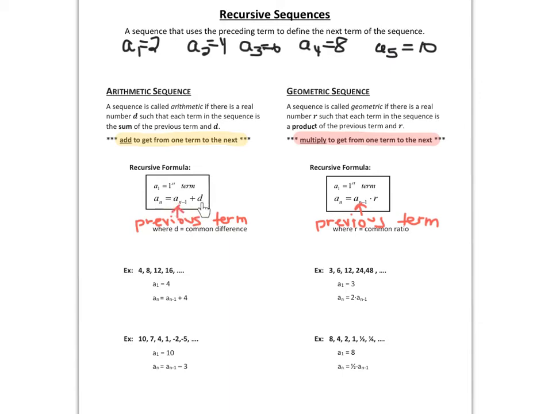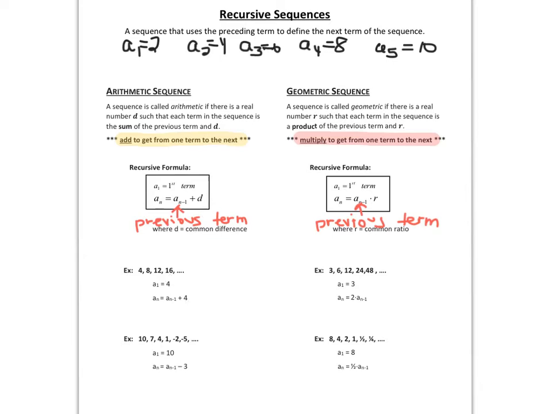Well, what does d mean? D, look, it says it right here, it stands for the common difference. The common difference is what you're adding to get from one term to the next. Okay, so like up here, remember I said we're adding 2 to get from one term to the next? D would be equal to 2. Now if we look at this one, aren't we just adding 4 to get from one term to the next? So our D would be 4.